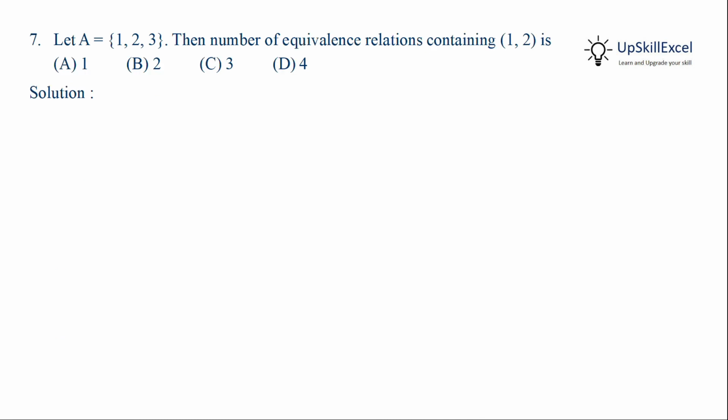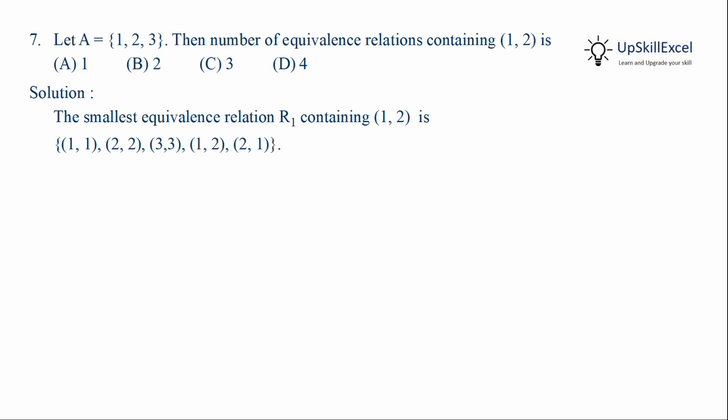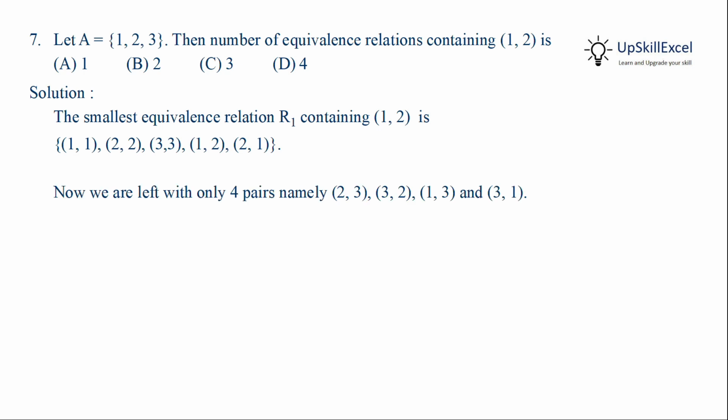Let A be equal to {1, 2, 3}. Find the number of equivalence relations containing (1, 2). The smallest equivalence relation R1 containing (1, 2) is (1, 1), (2, 2), (3, 3), (1, 2) and (2, 1). (1, 1), (2, 2), (3, 3) is coming from the reflexive property, (1, 2) and (2, 1) is coming from the symmetric property. Now we are left with only 4 pairs, namely (2, 3), (3, 2), (1, 3) and (3, 1).